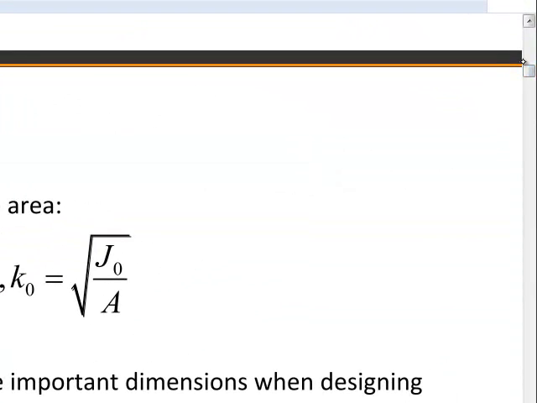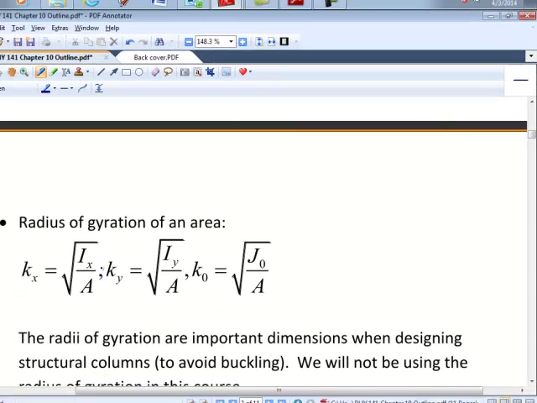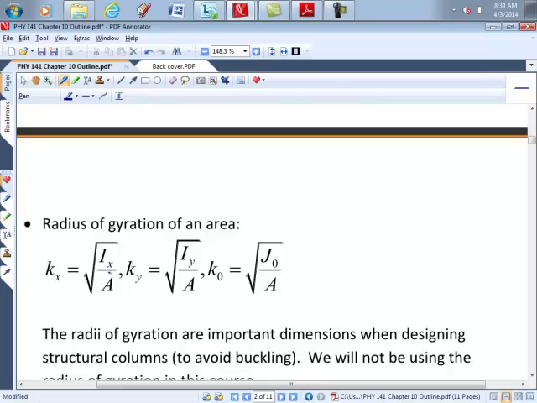Once we've calculated the moments of inertia, we can also calculate something called the radius of gyration. And the radius of gyration is found simply by taking the square root of the moment of inertia about the particular axis divided by the area. So this is going to be length units to the fourth. This is going to be length units to the second, which gives us length units squared. Take the square root, we end up with a length unit.